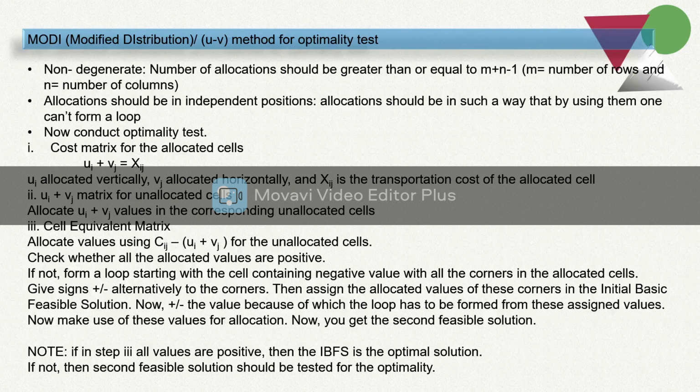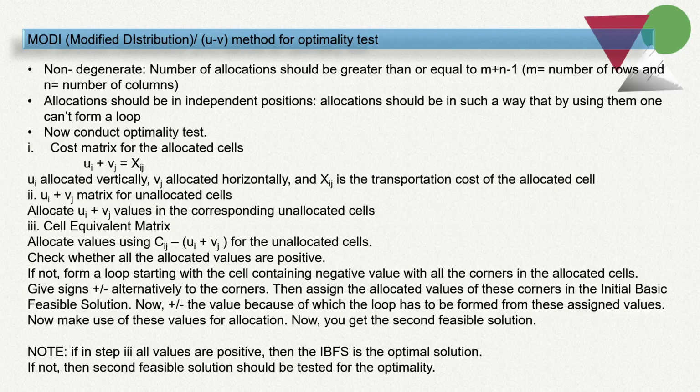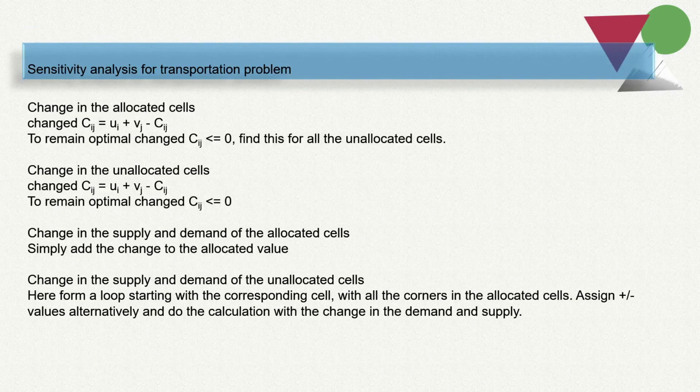Here is a note: if in step 3 all the values are positive, then the IBFS or the initial basic feasible solution is the optimal solution. If not, then the second feasible solution should be tested for the optimality. Then moving to the sensitivity analysis for transportation problem.